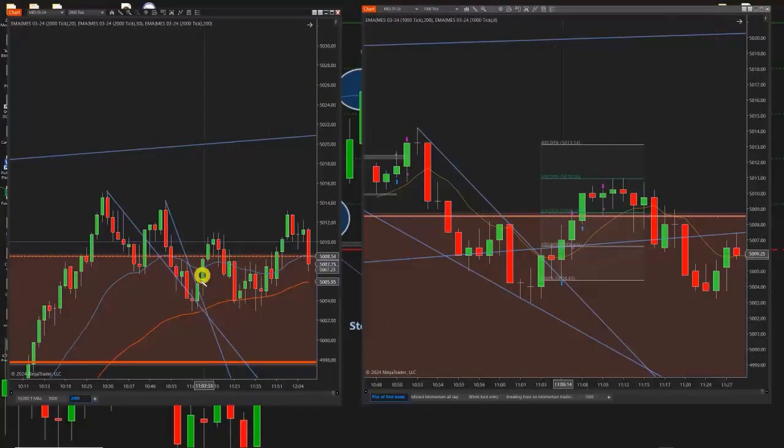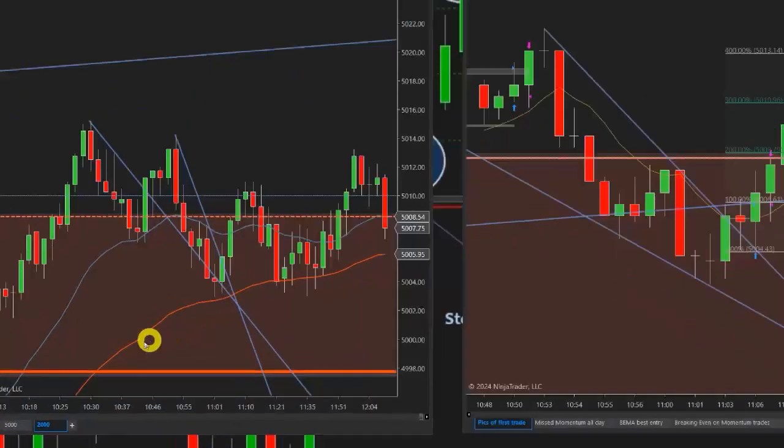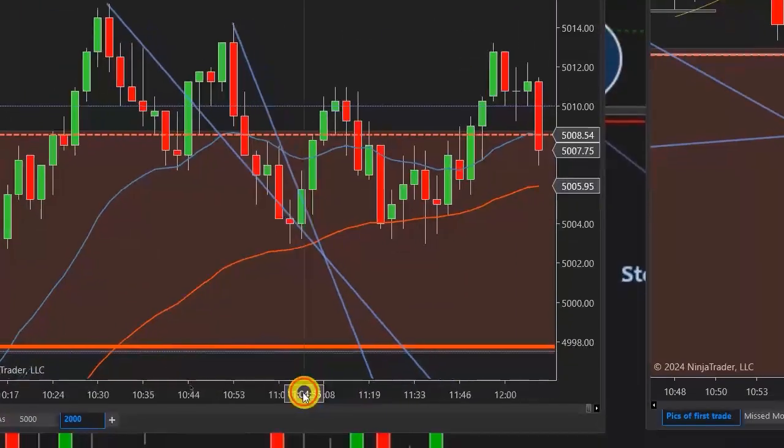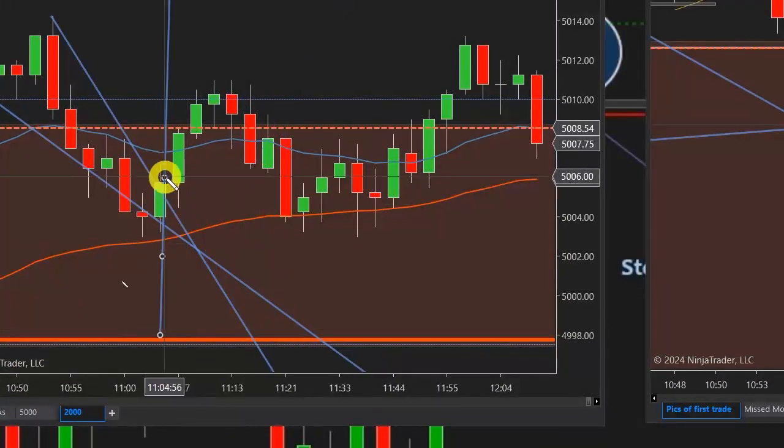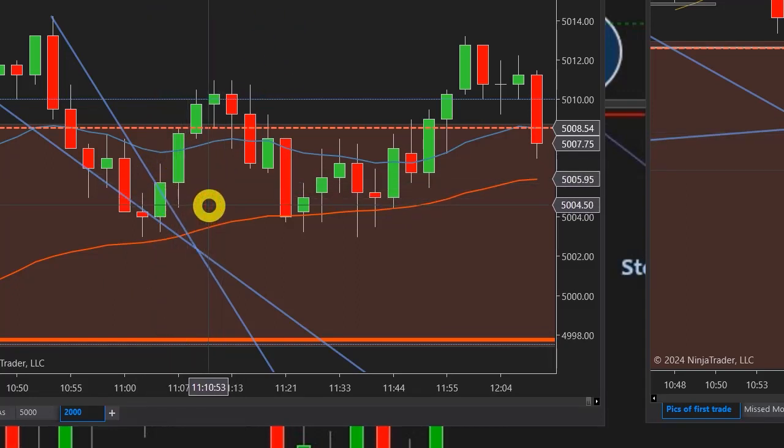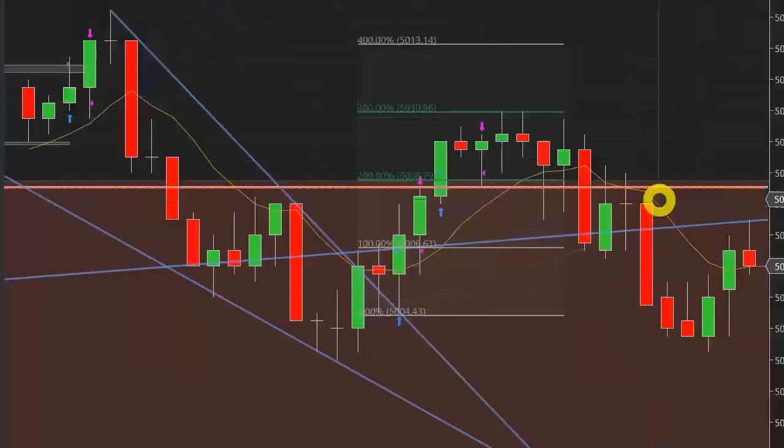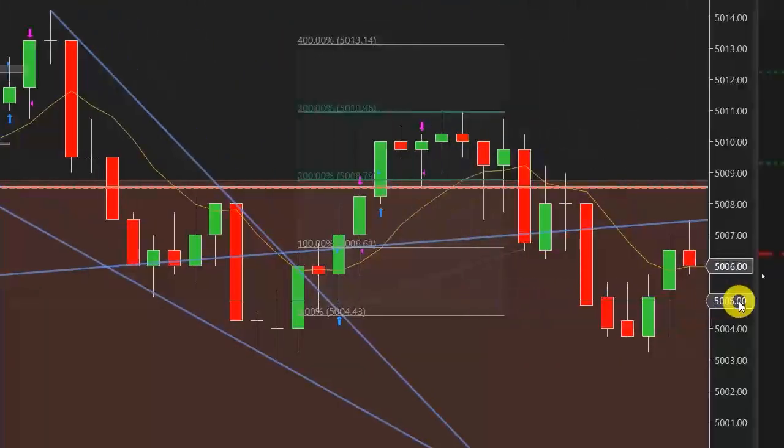Let's look at the 2,000 tick chart. Would that have helped me at all? This is the trend line. This is the retest. So that's pretty good. The candle broke out and then it came down and retested, right? So to get in, you kind of want to get in somewhere when it either turns green. Let's see, 5005.95, 5005. So yeah, I could have probably gotten in a little lower.